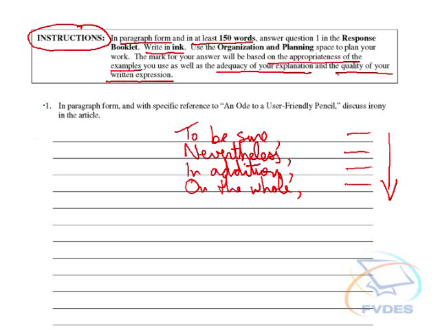Let's turn to the question itself. In paragraph form, and with specific reference to an ode to a user-friendly pencil, discuss irony in the article. This is a tricky question. What is the key objective? If you think it's to explain the article, you would be incorrect, even though it's nevertheless important. The key thing is to explain irony.